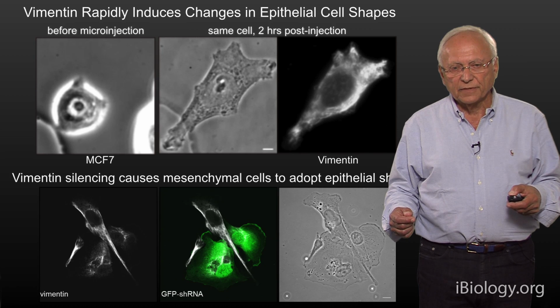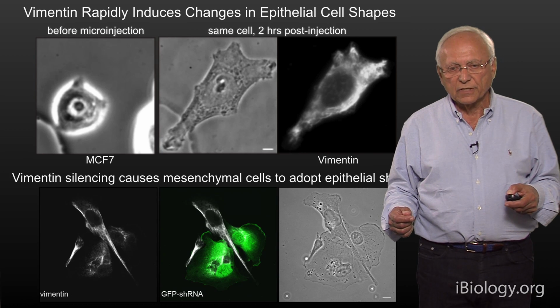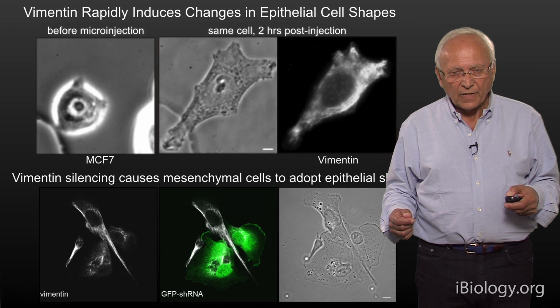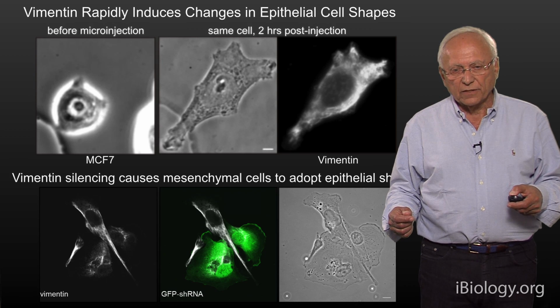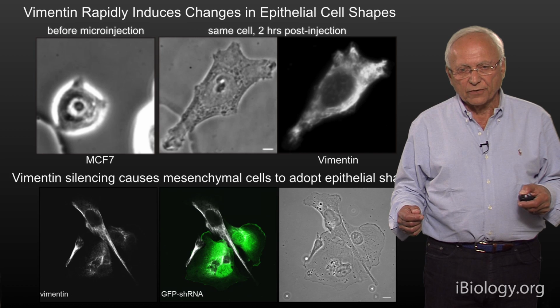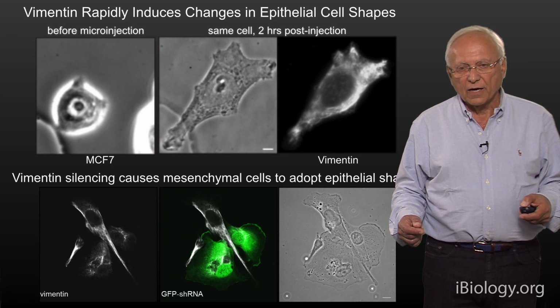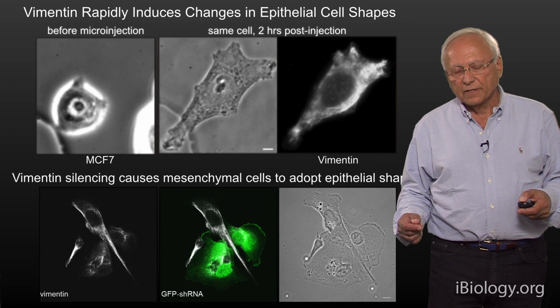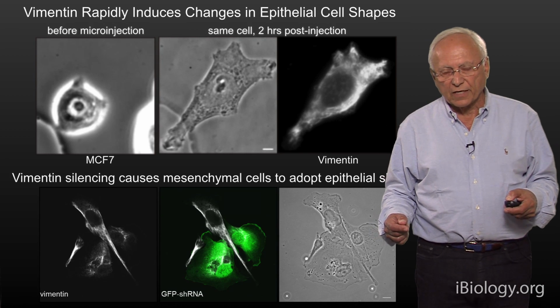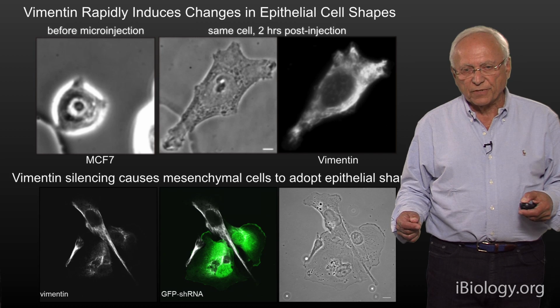On the bottom panel, we can see Vimentin on the left and the result of silencing Vimentin expression using shRNA. And you can see the cells that are silenced by the green color, which is using GFP as a marker in this case. And you can see the cells that are not transfected, in fact, are normally shaped like a mesenchymal cell. And the ones that are transfected and silenced, you can see have changed their overall shape to an epithelial cell.